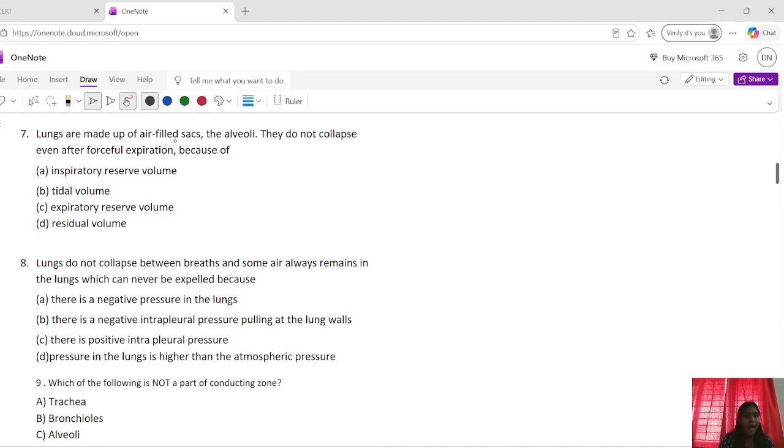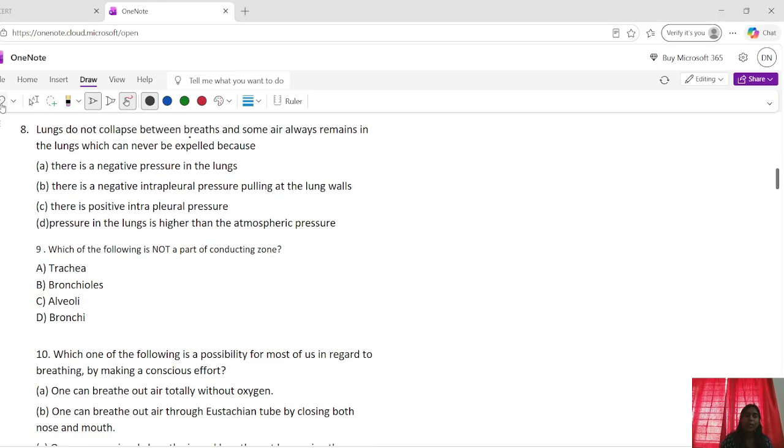Lungs are made up of half-filled sacs called alveoli. They do not collapse even after forceful expiration because residual volume exists. Residual volume will have some amount of air inside our lungs even after the forceful expiration or even after normal expiration. Okay. Now, what is the eighth question?